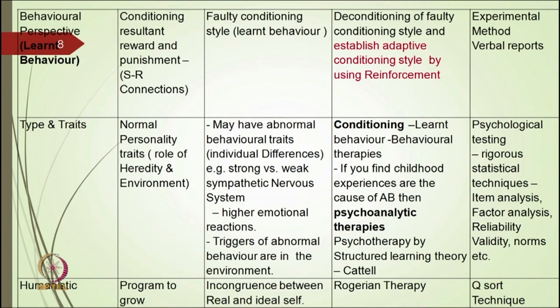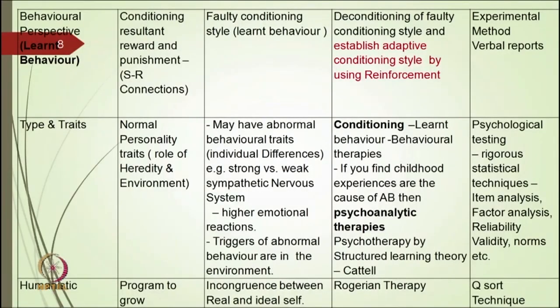Another, I think very significant contribution of type and traits scholars is psychological testing. Maximum work has been done by this school to establish psychological testing in psychology. You know, rigorous statistical techniques are used to develop psychological tests, and we have item analysis, we do factor analysis, we calculate reliability, validity and norms, etc. to establish psychometric properties of a scale.